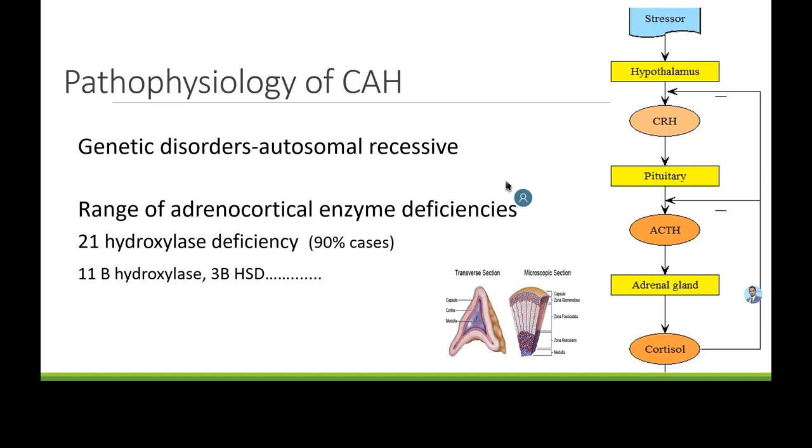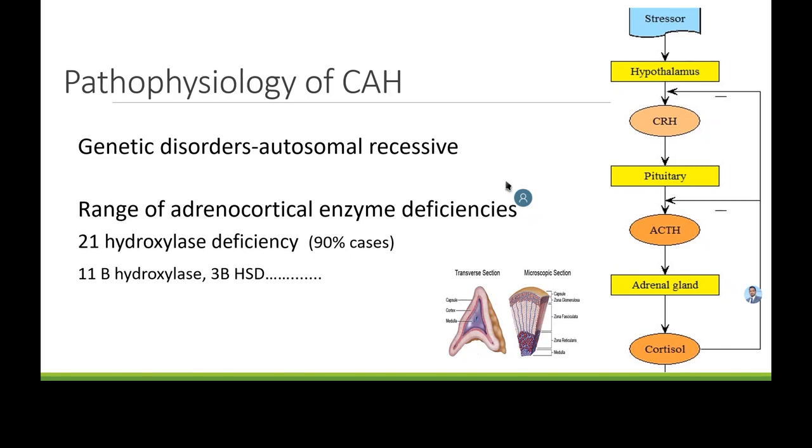If the gene which produces the 21-hydroxylase enzyme is mutated in both the paternal chromosome and the maternal chromosome, that autosomal recessive disease will manifest in this baby. So 90% of children with CAH will have a problem in their 21-hydroxylase gene. However, when you say congenital adrenal hyperplasia, it can also mean a mutation in the gene encoding the enzyme 11-beta-hydroxylase or 3-beta-hydroxysteroid dehydrogenase. So various enzymes are all categorized under the common umbrella of congenital adrenal hyperplasia.